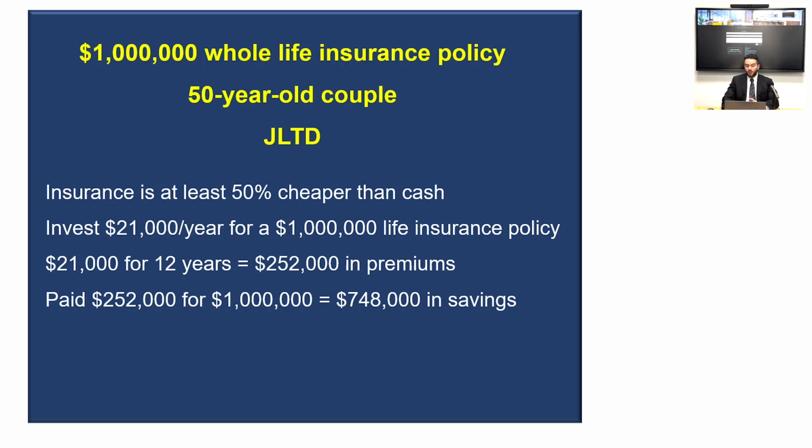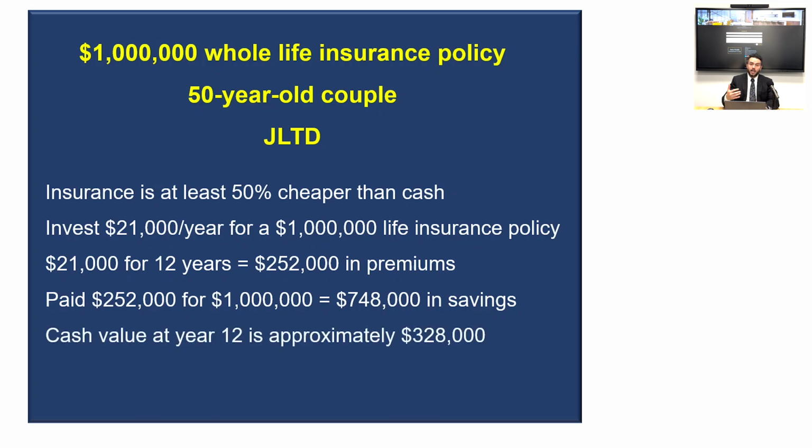The difference with this, though, is it's not just money out the door. It's not like car insurance or house insurance, where you can never ask for your money back. You're not just sending money out of your bank account. What they've done in this scenario is they have the cash value, which this couple can and should use during their lifetime. To give you an idea of what the cash value might be in that 12th year, it's an approximation, but it could be around $328,000.